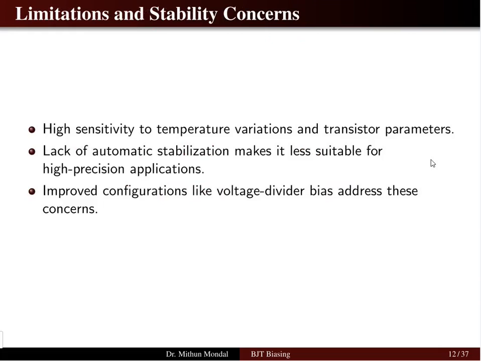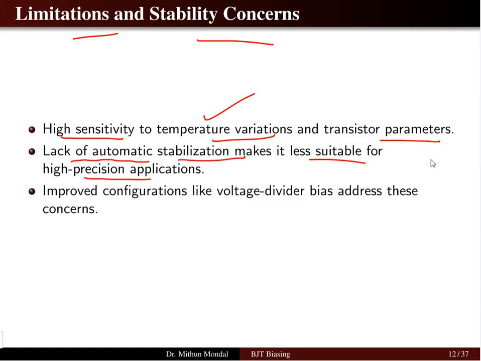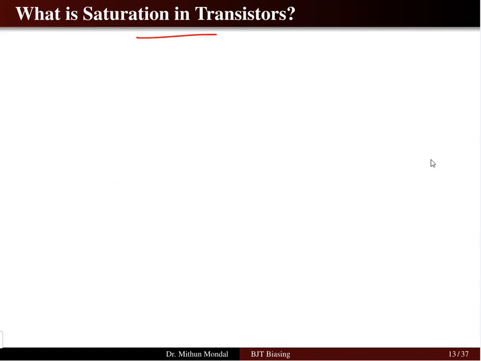design and implementation. When we talk about the limitations and stability concerns, it is highly sensitive to temperature variations and transistor parameters. So if the temperature changes, the stability will change, and it lacks automatic stabilization, which makes it less suitable for high precision applications. So for high precision applications, we do not use fixed bias because it is highly sensitive to temperature, and hence we need improved configurations like the voltage divider bias, which will address this concern, and we will discuss this in the coming lecture.